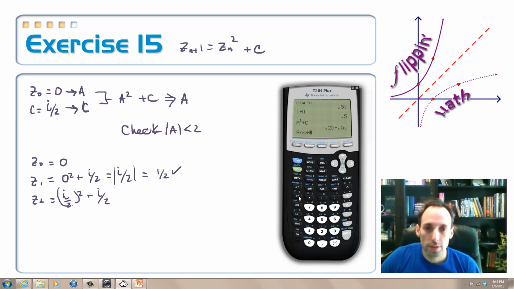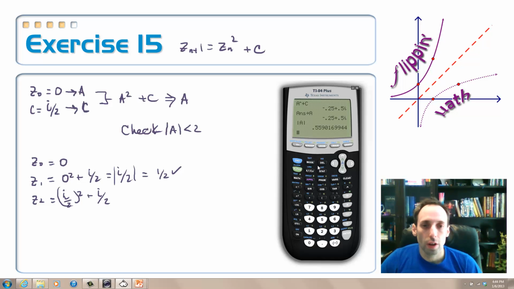Let's store that again as A, and then take the absolute value. Again, I don't want to have to keep typing that stuff in, so I'll just pull it back. Hit enter. 0.559. Definitely smaller than 2, so far we're in the clear. Okay, so let's try it again.